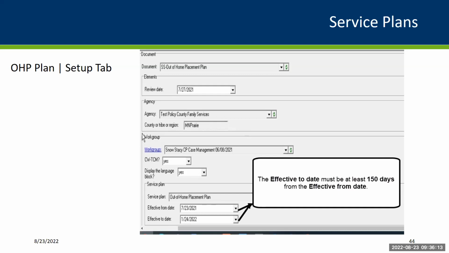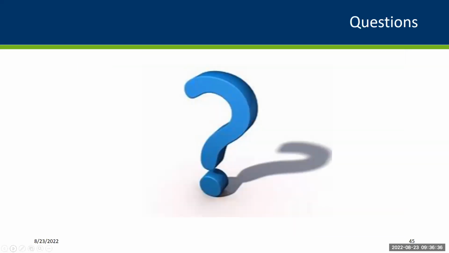And if you don't actually have 150 days between the effective to date and the effective from date, you will not be allowed to move forward with creating the plan. So make sure you are taking a look at those dates if you get an error message. Any questions?